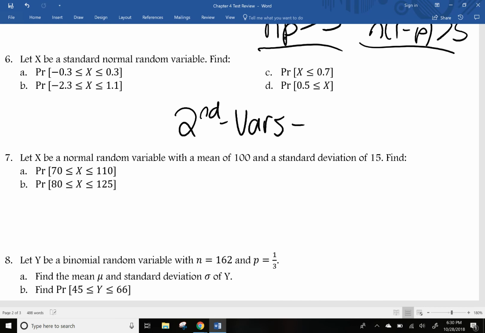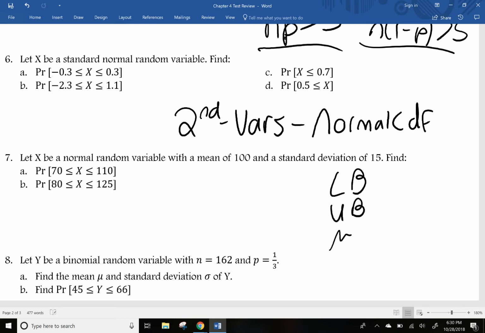to your distribution, and choosing normal CDF, and just putting in the 4 values: your lower bound, your upper bound, your mean, and your standard deviation. Now, these all tell you what your lower bound and upper bound is. So those are pretty self-explanatory for these problems, except for maybe C and D.